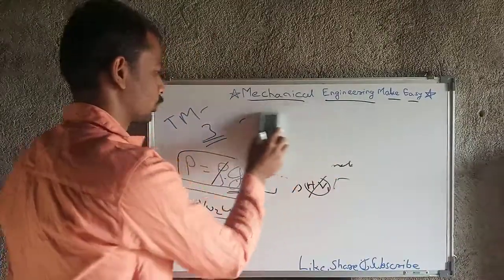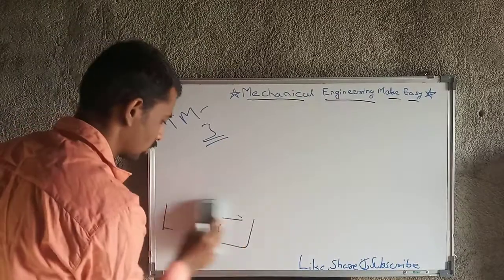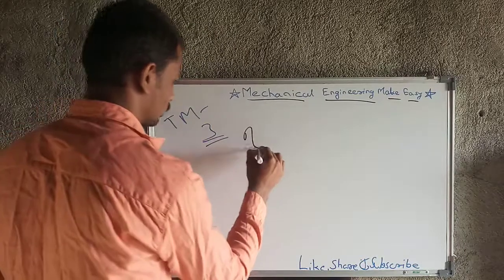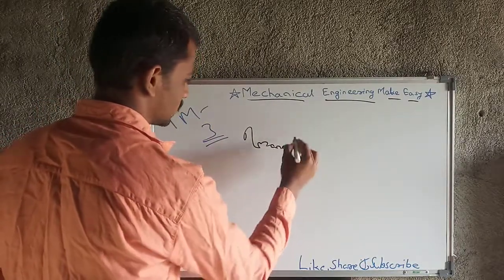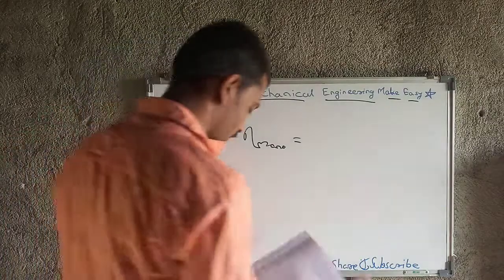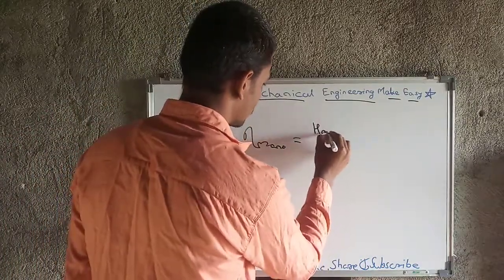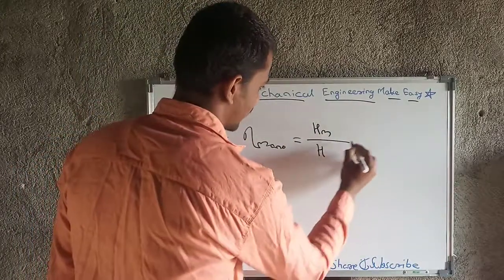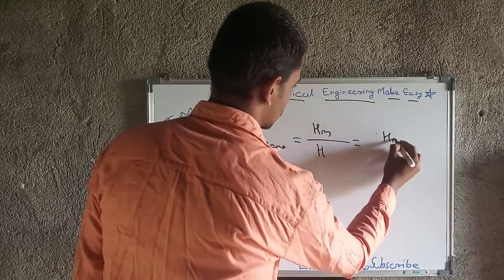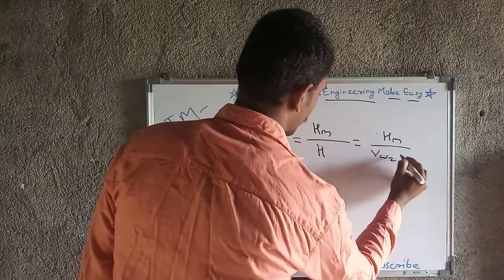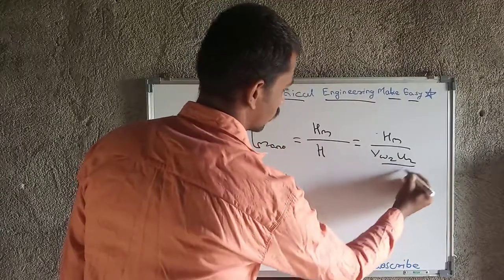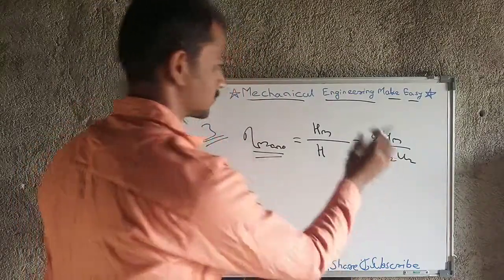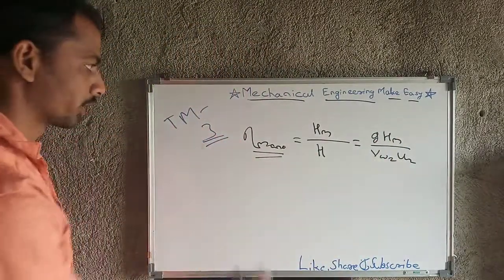We will move towards the next point. Next is manometric efficiency. What is exactly the value of manometric efficiency? That is manometric head, denoted by Hm, divided by head developed by impeller, H. So Hm divided by Vw2 U2 upon g. This g will go here, and this is the equation of manometric efficiency, that is g Hm upon Vw2 U2. Note down this equation.